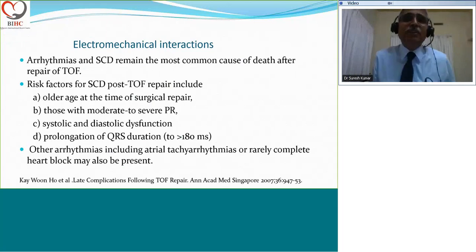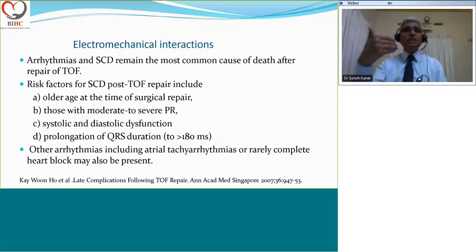And in understanding these arrhythmias, we need to go back to some physiology and remember that arrhythmias and SCD post-tetralogy repair may be related to an older age at the time of repair, progressive pulmonary regurgitation, systolic and diastolic dysfunction of both the ventricles, a long QRS duration, particularly more than 180 milliseconds, and other arrhythmias, including atrial tachyarrhythmias or heart block, may also be present.